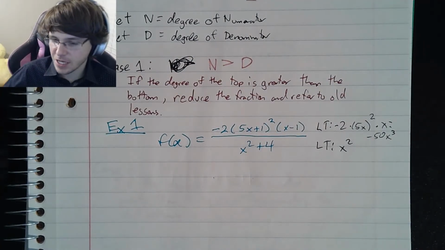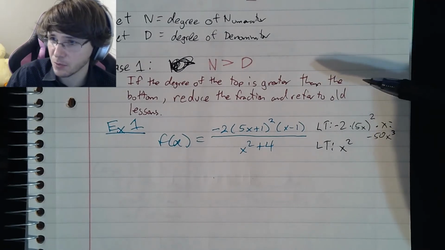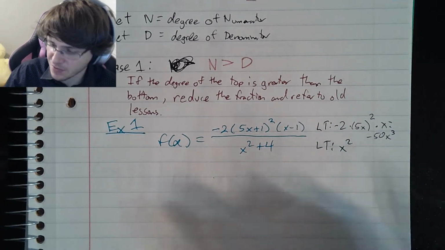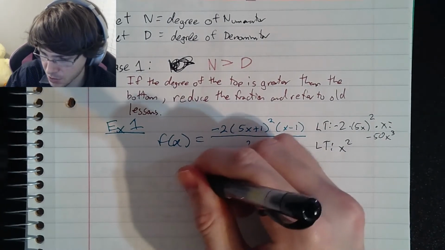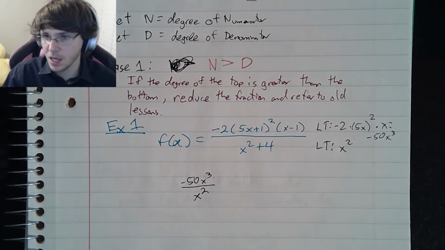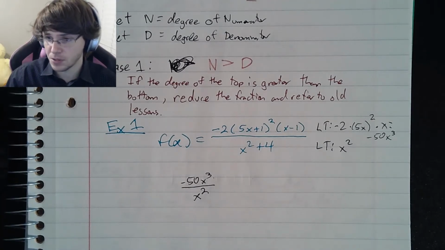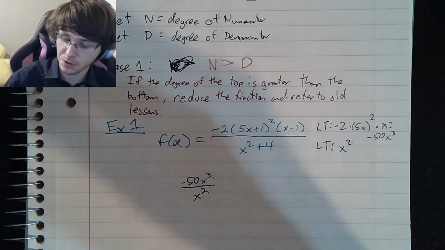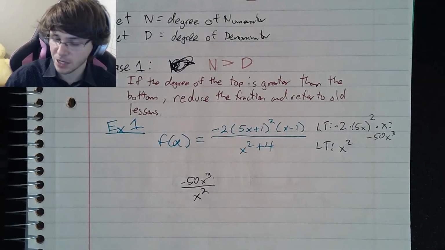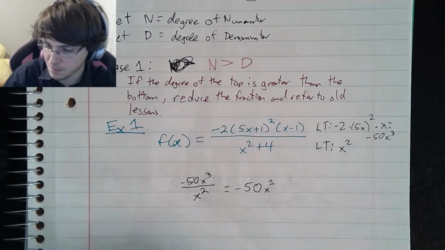So in the case directions, what I wrote was, if the degree of the top is greater than the bottom, reduce the fraction. What am I talking about? You're going to do the leading term dividing by the leading term. So you're doing negative 50 x cubed divided by x squared. This requires us to go back to even earlier lessons and deal with these exponents, but it's not that big a deal. Remember, when you're dividing the like terms, you subtract the exponents, so you have 3 minus 2, and you end up getting negative 50 x to the power of 1.